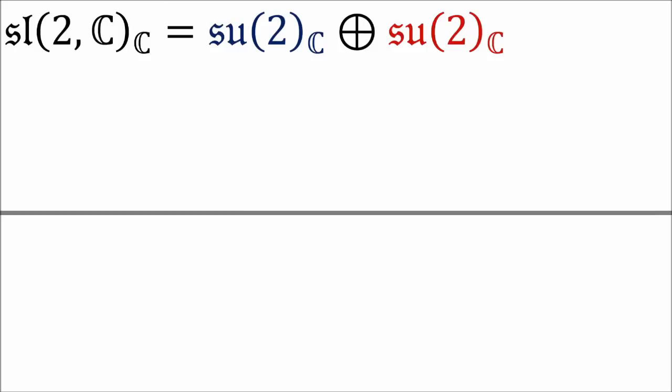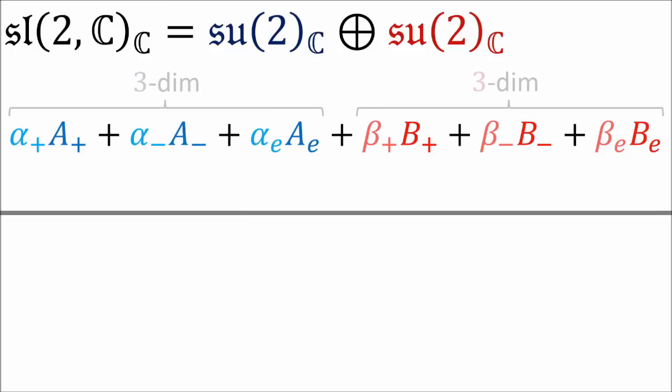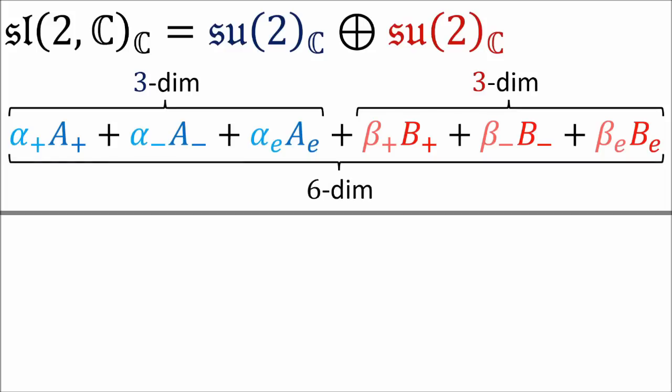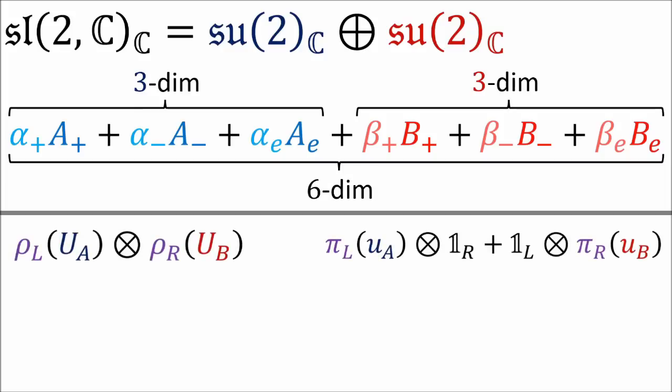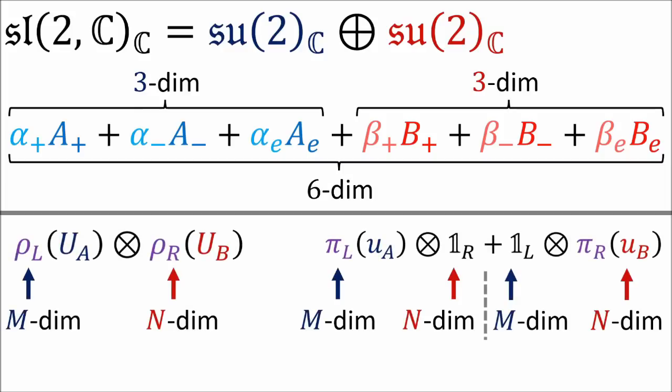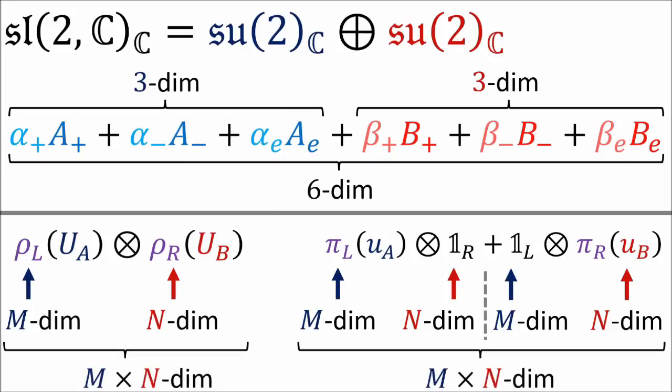So this direct sum here indicates we are combining two sets of 3-dimensional Lie algebra generators into a space with 6 generators. Whereas this tensor product indicates we are taking the tensor product of representation matrices, thus multiplying the dimensions of the representation spaces.